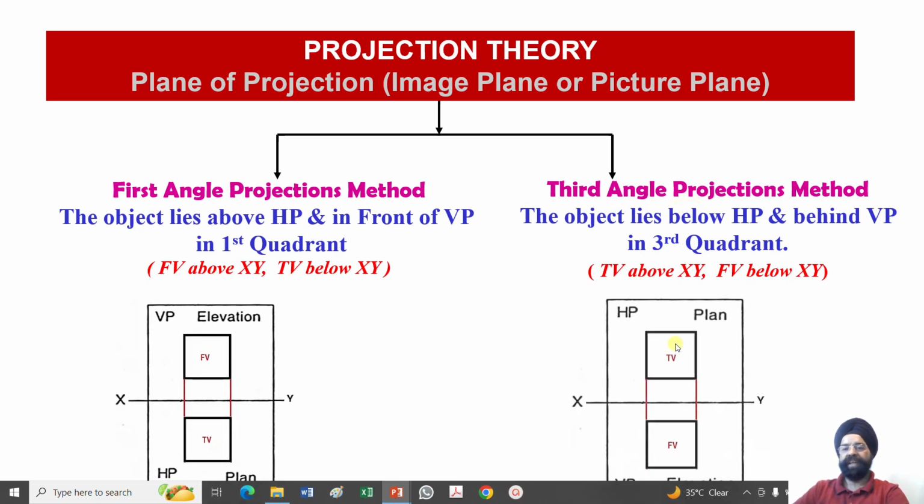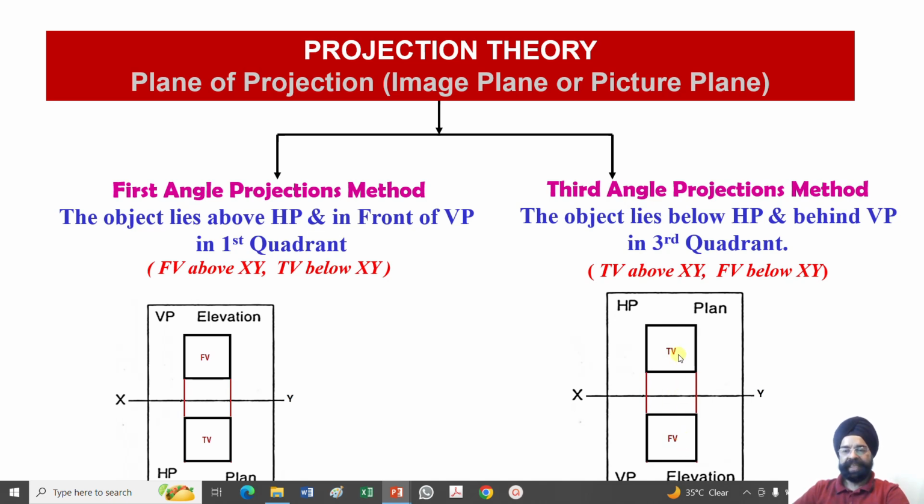In the third quadrant, the front view lies below xy and the top view lies above the xy line. So we can say that in the first angle projection method, the front view lies above the top view, whereas in the third quadrant the top view lies above the front view.